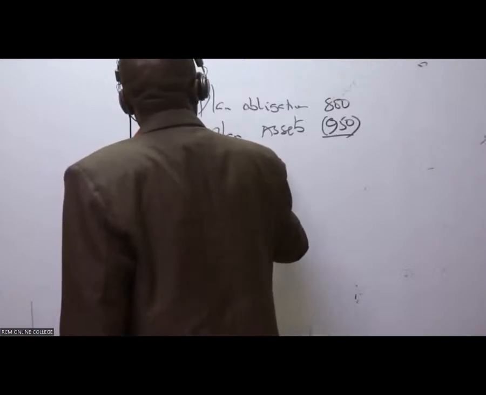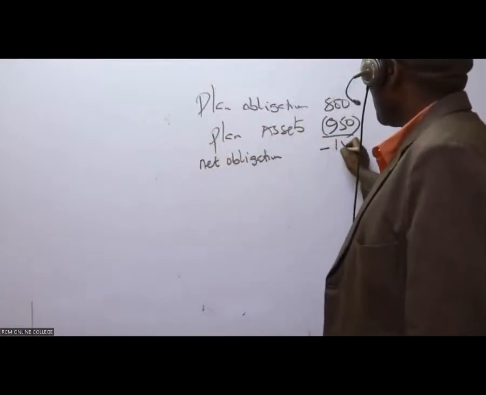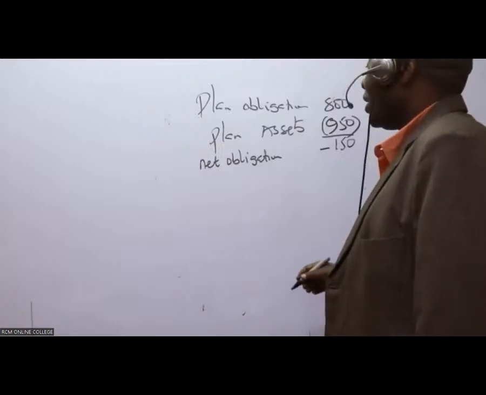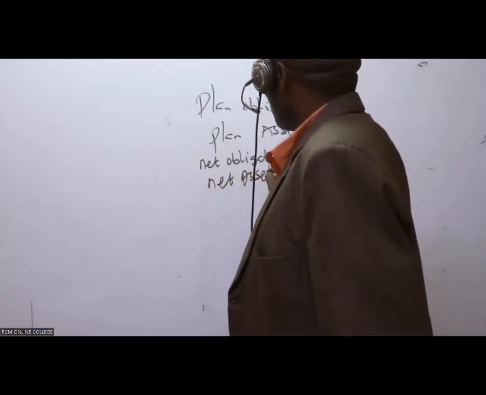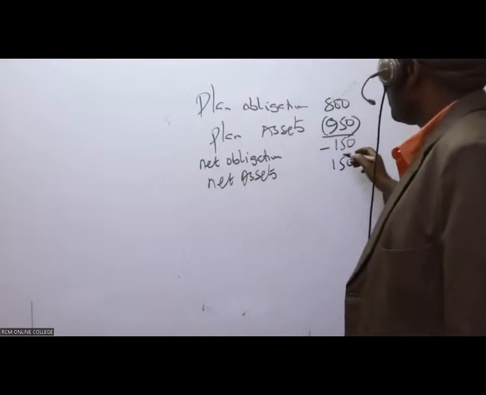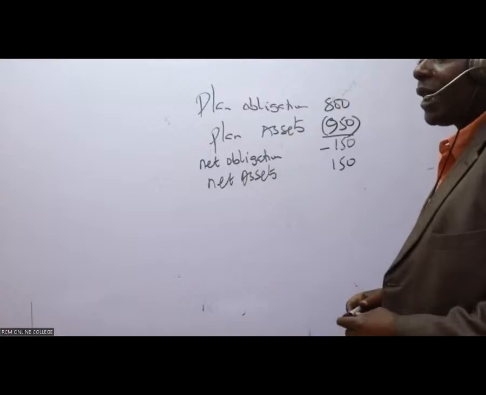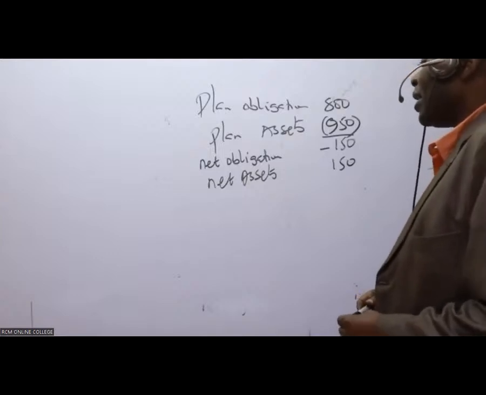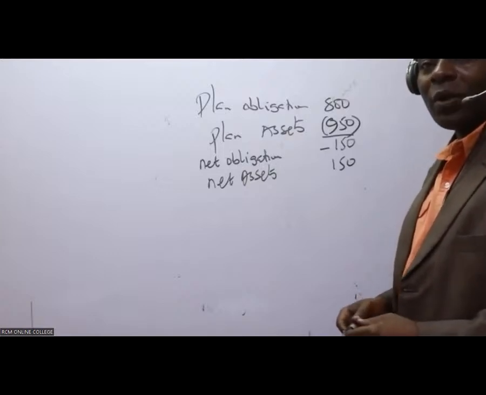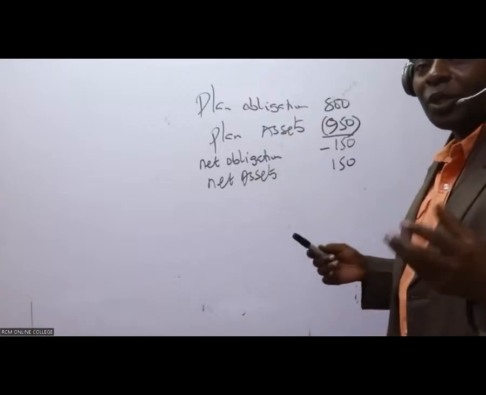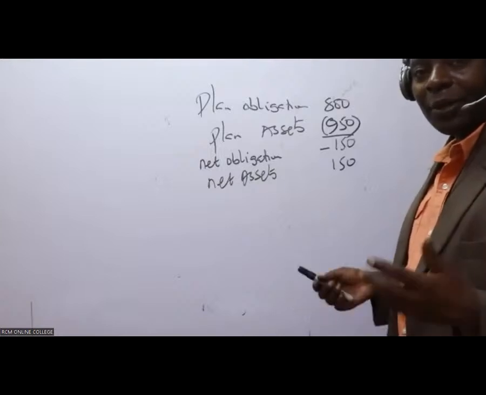The net obligation, which is minus 150. So basically net obligation negative is the same as what here? Net assets. So we have net assets worth 150. Basically the assets are more. Whenever assets are more, ladies and gentlemen, that is a risk. People will start saying that now we are doing very well, let's even increase the pension amount to the retirees. And then you get into problems as a pension plan, a pension scheme.